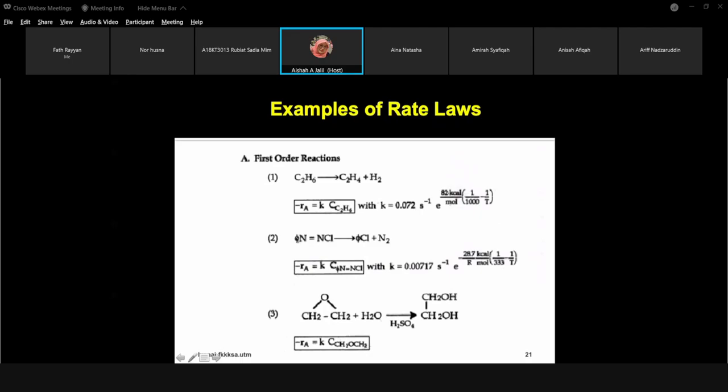Okay, this is benzene ring, the simplest symbol of the benzene ring. Benzene ring is also an example for the first order. Just one. This also is for the first order.